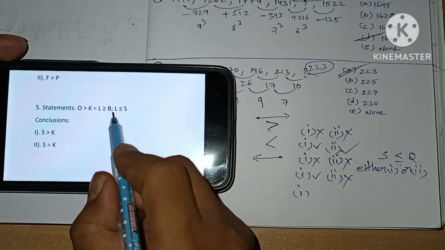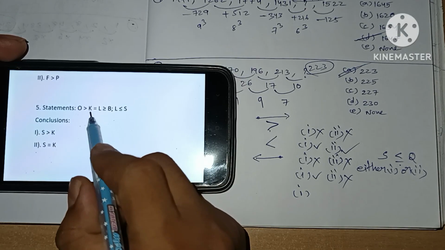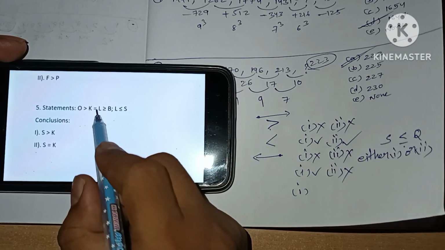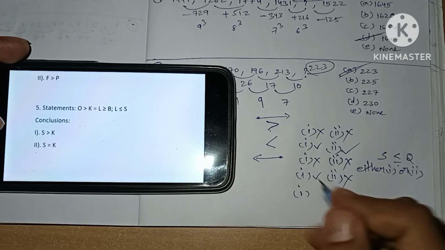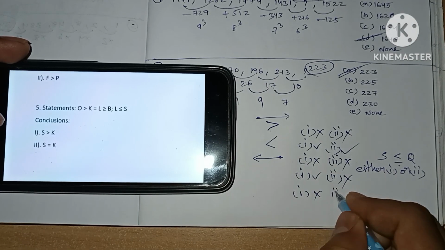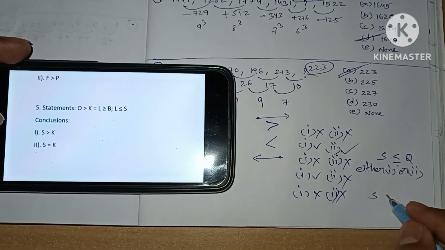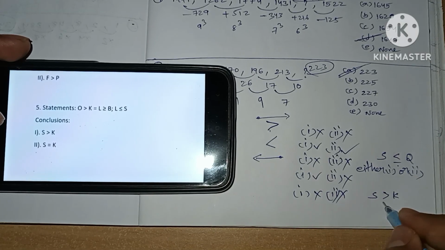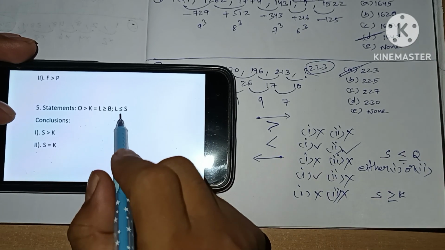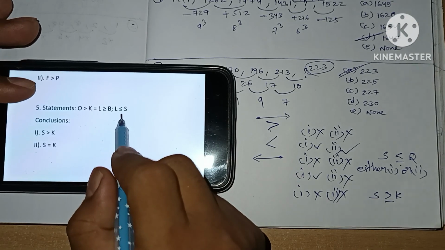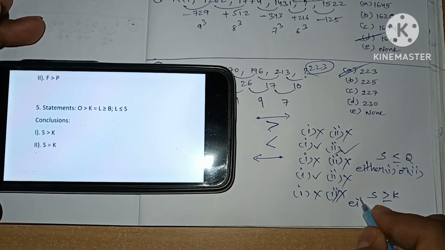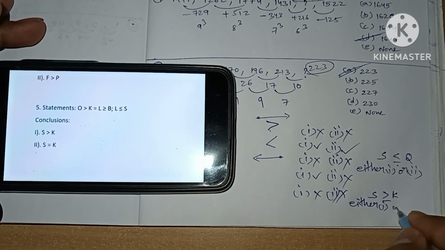Next, fifth question, the flow from S to K. From S we can reach L, from L we can reach K, but there is equal to also, so individually the first case and the second case fail, but combining these two we have the flow of S to K with equal to also, and we have the same in our question. So it is either 1 or 2 is the answer for this one.